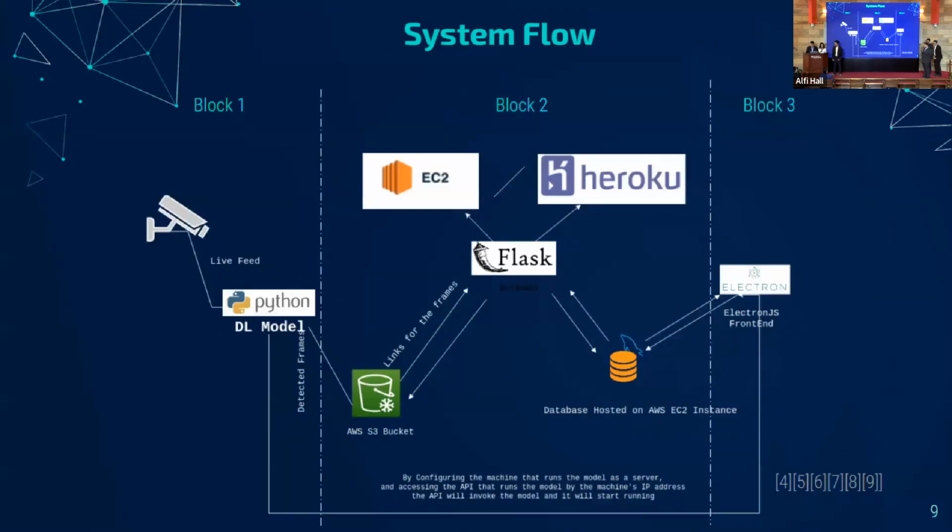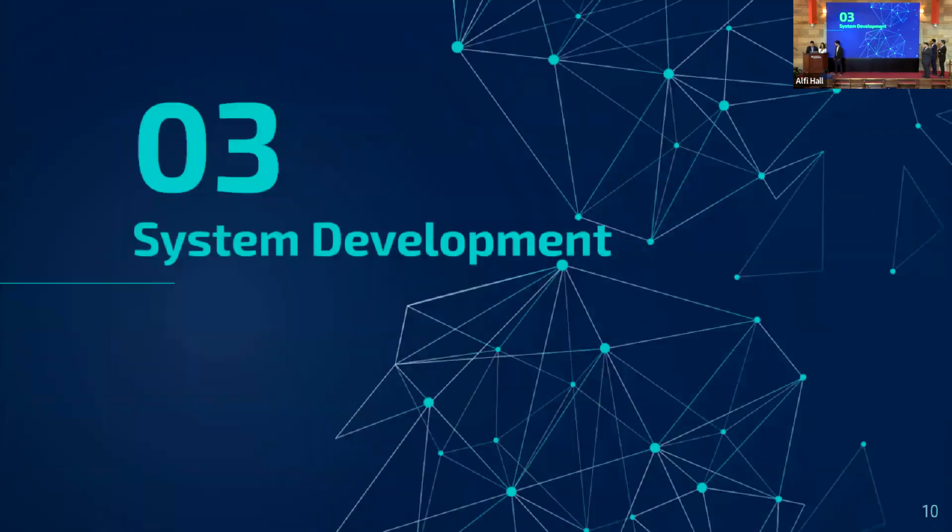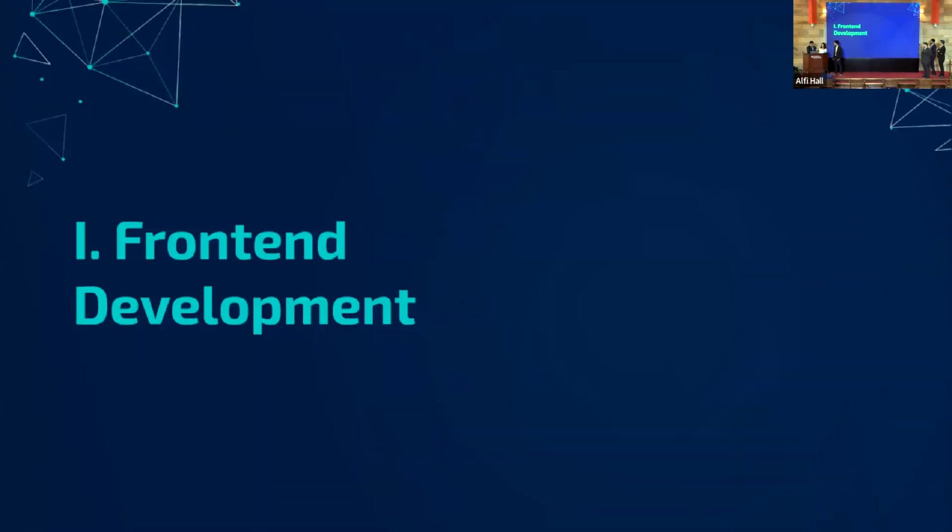We divide our system mainly into 3 blocks. The first one is the hardware setup and the deep learning model. And the second one is the back end. And here we have 2 servers. The first one is EC2, and the secondary one is Heroku. And then they are connected to the database. And the last block is the front end developed with Electron.js. And now I'll leave you with Youssef, who'll talk about the front end.